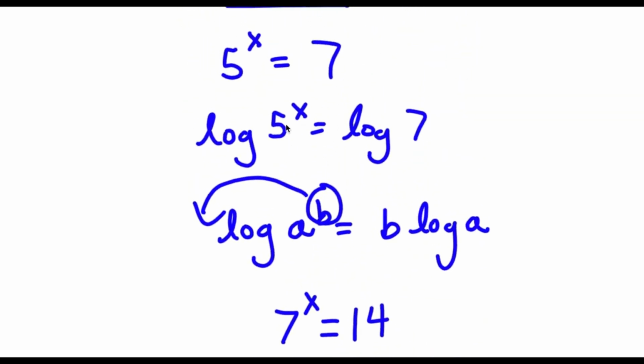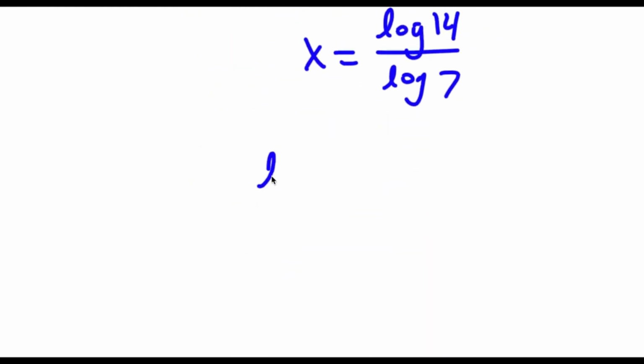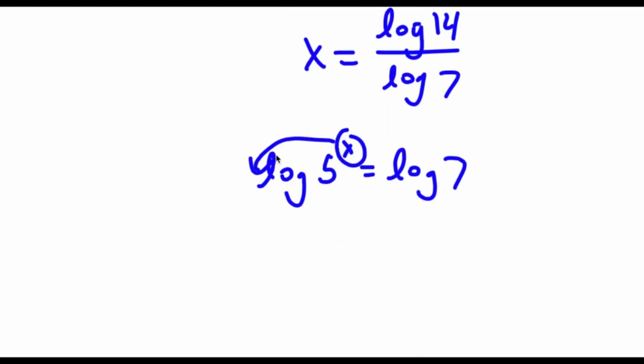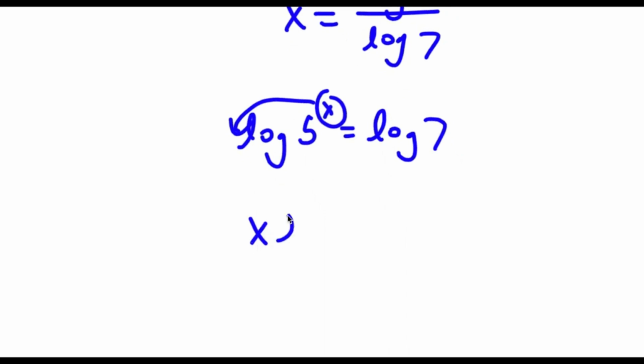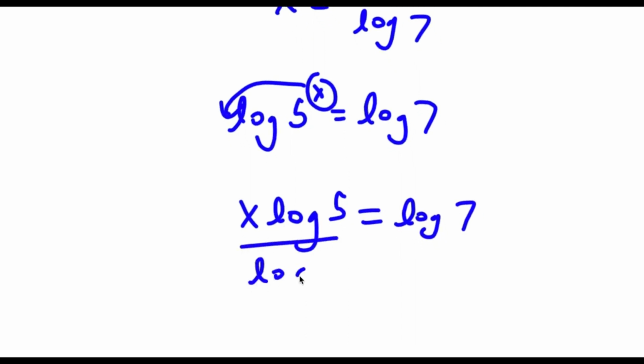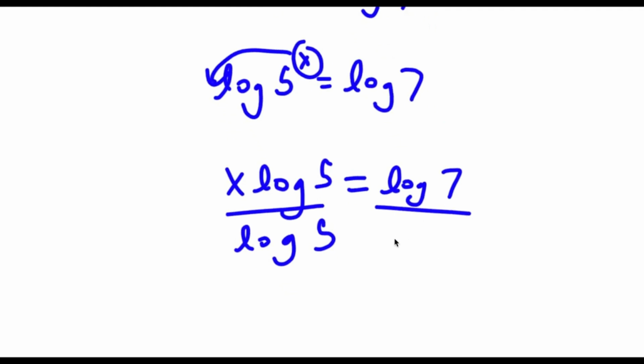So now this is what I'm doing for 5 to the power of x is equal to 7. So now I had log 5 to the power of x is equal to log 7. Now I can move x to the front. So now I have x times log 5 is equal to log 7. Now I can go ahead and divide both sides by log 5.